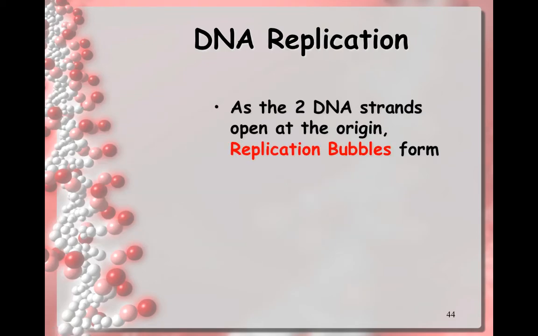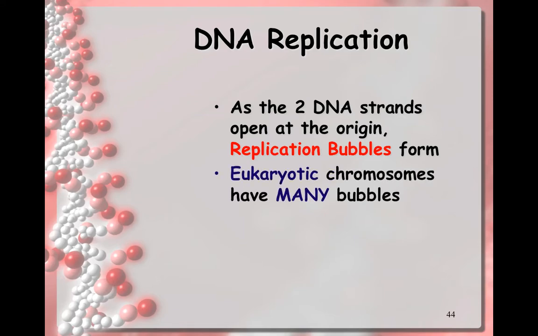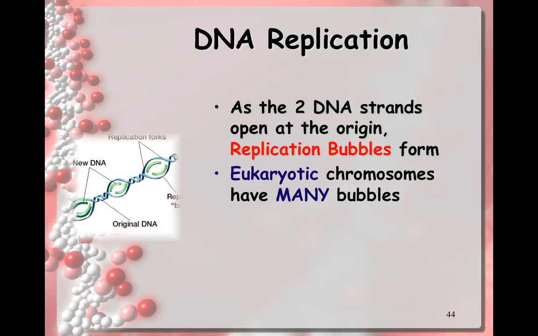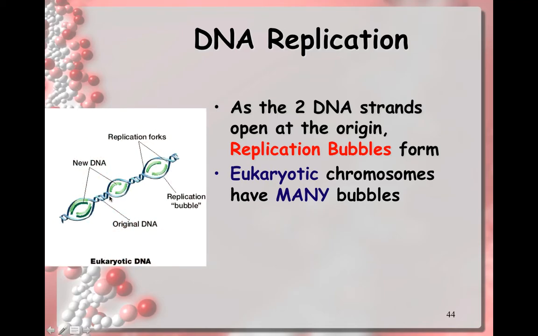DNA replication, as the two strands begin, they open at the origin and form replication bubbles. So another red word, write that down on your cheat sheet. And eukaryotic chromosomes have many replication bubbles. Looks something like this. So your DNA, it's untwisting and forming little bubbles where DNA is replicating and making new strands that are identical to the original copy.